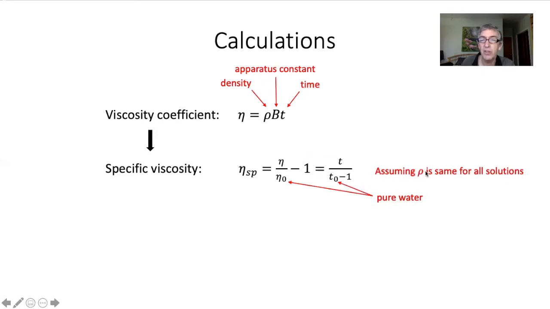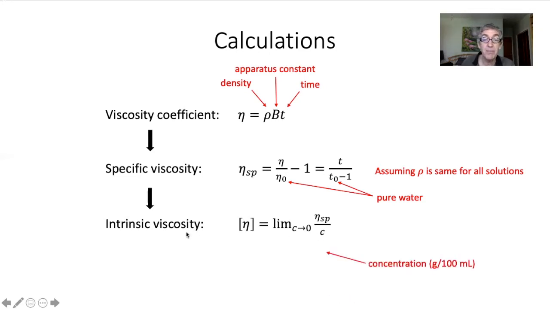This assumes that the density is the same for all solutions. Of course, it varies a tiny bit, but it will not be significant for our calculations. From this, we define an intrinsic viscosity, that's the eta within square brackets, as the limit as concentration approaches 0 of this ratio of the specific viscosity to concentration.